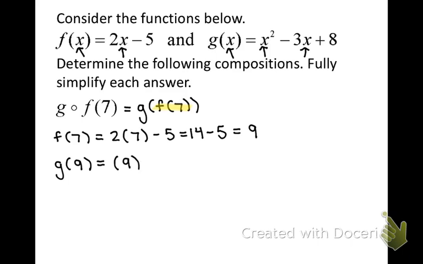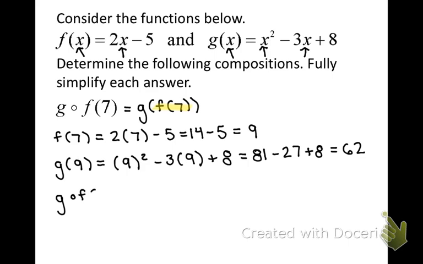Again, I'm using those parentheses as I plug in. Order of operations here tells me I've got to do 9 squared, which is 81, minus 3 times 9, so minus 27, plus 8, and that gives me 62. So 62 is our final answer here. g of f of 7 equals 62.